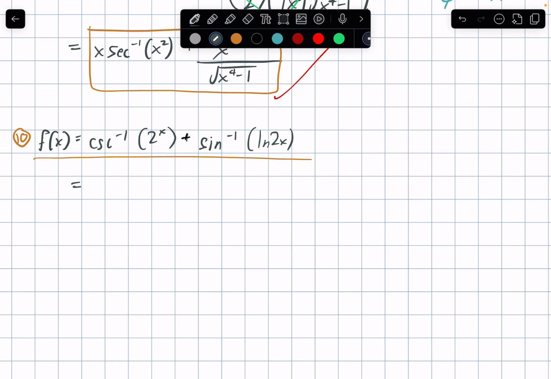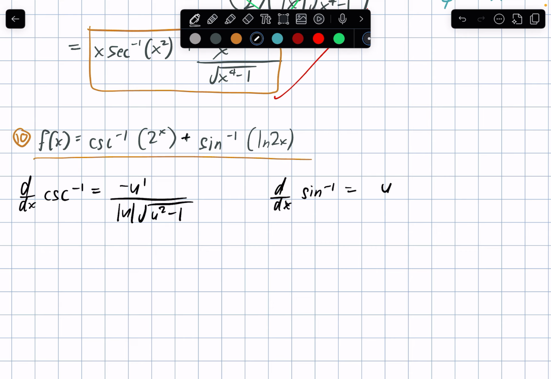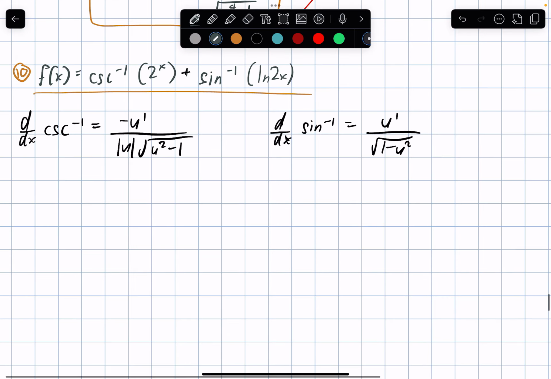So what is the derivative formula for arc cosecant? That's going to be negative u prime over absolute value of u times the square root of u squared minus 1. How about the derivative for arcsine? That's going to be u prime over the square root of 1 minus u squared. Comprende? Okay, that's so far so good. No, nothing's wrong.